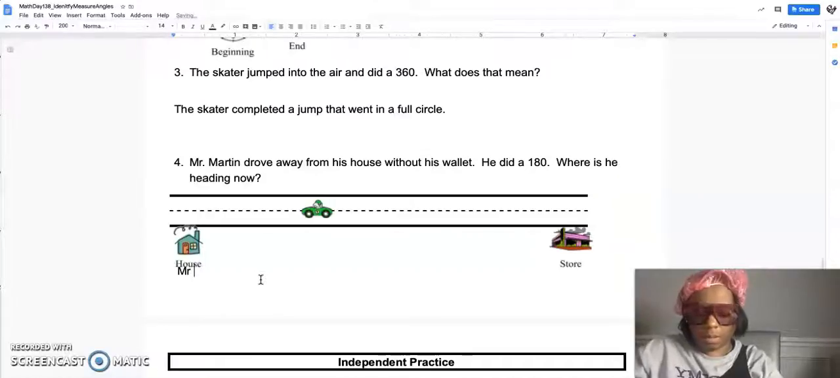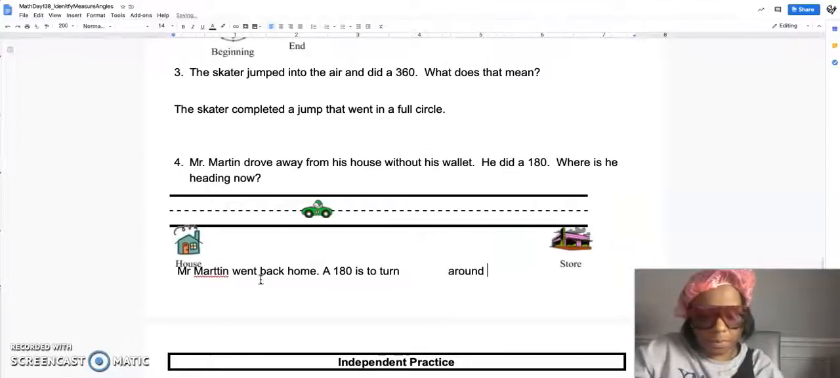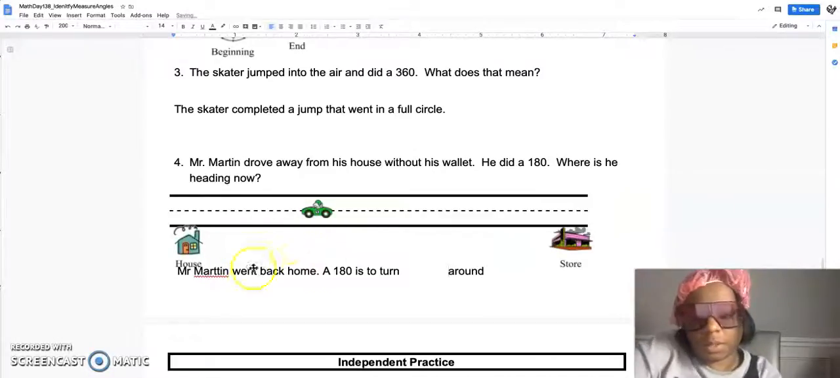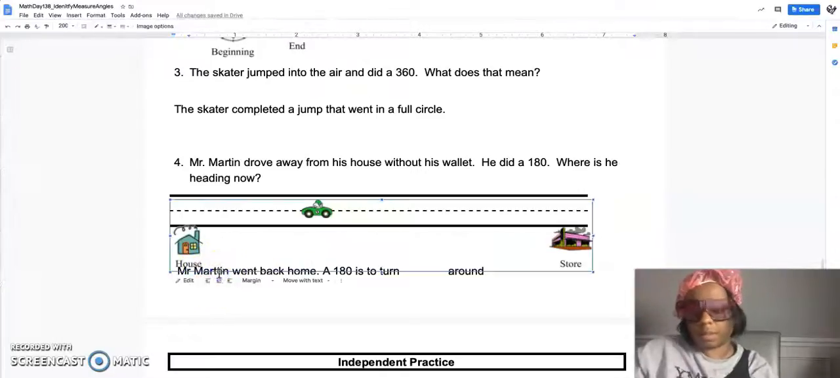So Mr. Martin went back home. A 180 is to turn around. Again, a 180 is to turn around. Let me spell this right. Martin only has one T.